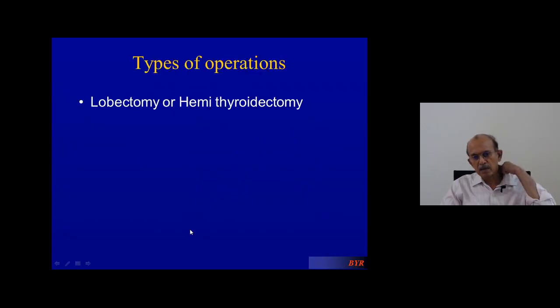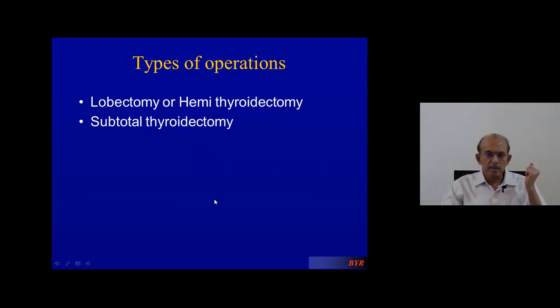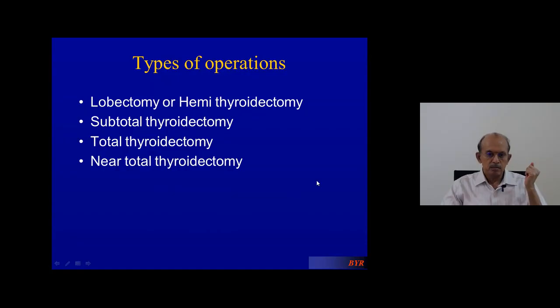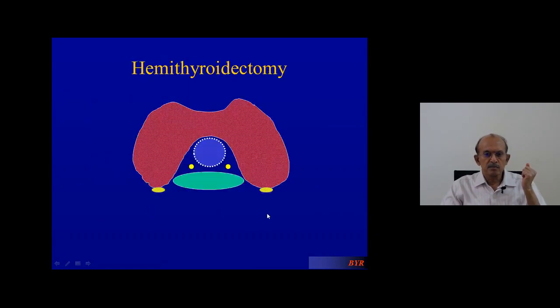Operations on the thyroid gland, the types: lobectomy or hemithyroidectomy, subtotal thyroidectomy, total thyroidectomy, near total thyroidectomy, and isthmusectomy. So these are the procedures you do on the thyroid gland. This is the thyroid gland. Here are the parathyroid glands. This is the trachea, esophagus, and recurrent laryngeal nerves. If the person gets a solitary thyroid nodule, and you remove the nodule-containing lobe along with the isthmus, you call it lobectomy.